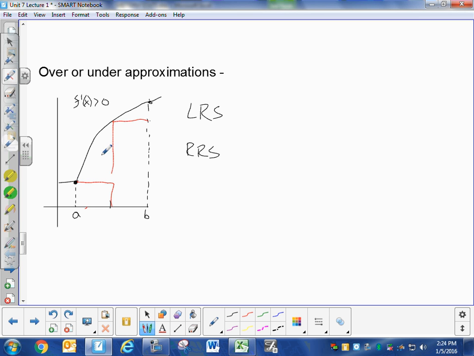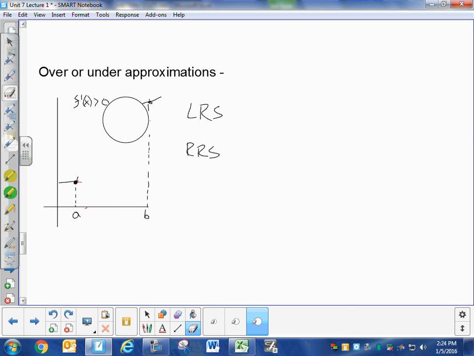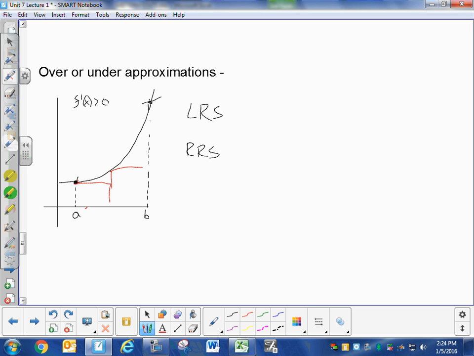And no matter how I draw this increasing function, we should notice that my rectangles are all going to be under my actual area. So let's draw something that's concave up. Watch how this is under, and this would be under. That's a left Riemann sum. So a left Riemann sum is under if f prime is positive, if the function's increasing. A right Riemann sum, conversely, would be over.